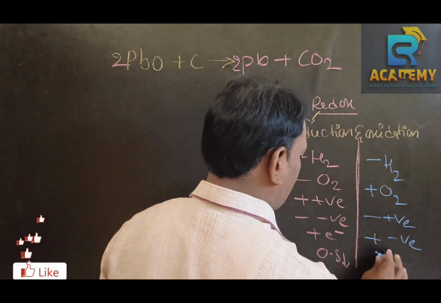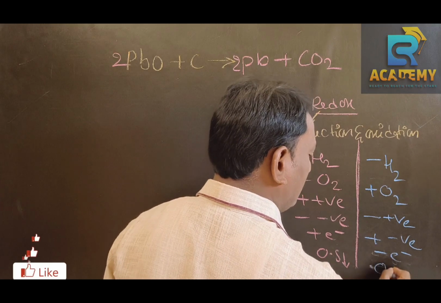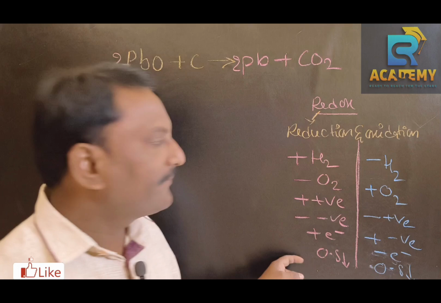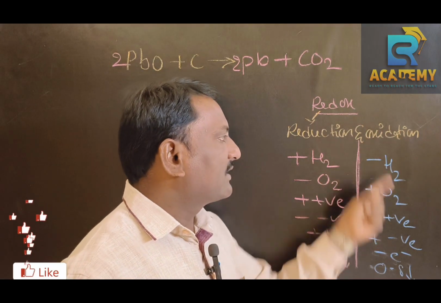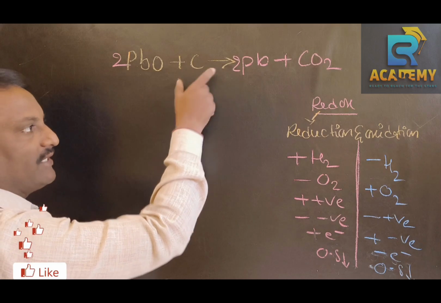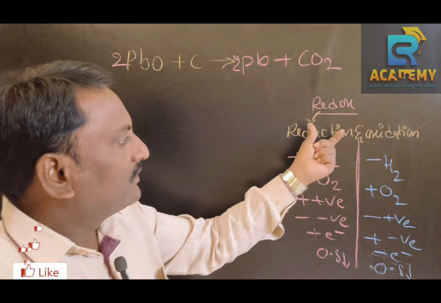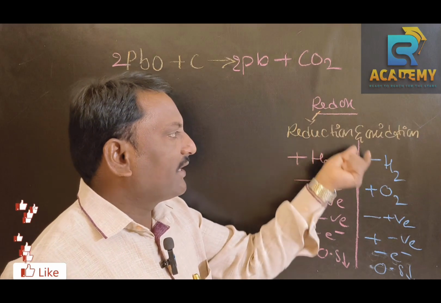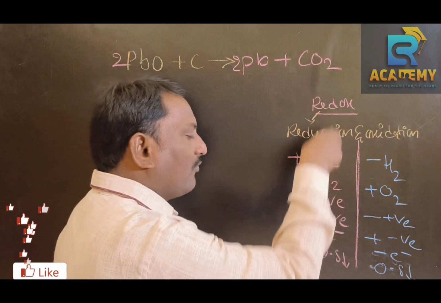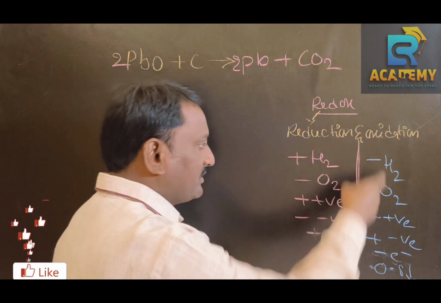Loss of electrons and increment in oxidation state. So these are all considered reduction, whereas these are all considered oxidation. The given equation is a redox reaction. What is meant by a redox reaction? Those reactions in which oxidation and reduction occur simultaneously. So how will you identify the reduction and oxidation in the given reaction? With the help of this table.